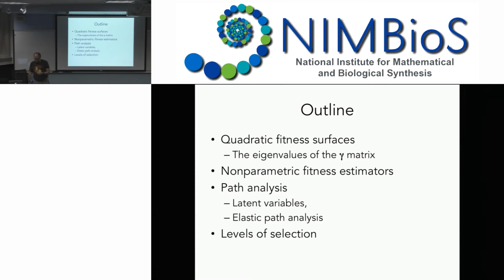So if you have multiple traits, how do you look at and interpret that G matrix? That gamma matrix. It turns out that it's hard to eyeball it and get general features, but if you look at its eigenvalues, you can actually ask quite a lot about it. So we'll be talking about, if you assume a quadratic fitness surface, what you can say about it from the gamma matrix and how you look at that. Then we'll say a little bit about non-parametric fitness estimators, because again, we talked about for a single trait, a quadratic fit is often bad, so you imagine it's probably as bad, if not worse, for multiple traits. So how do we get around that? We'll talk about pursuit, projection, regression, and thin-plate splines.